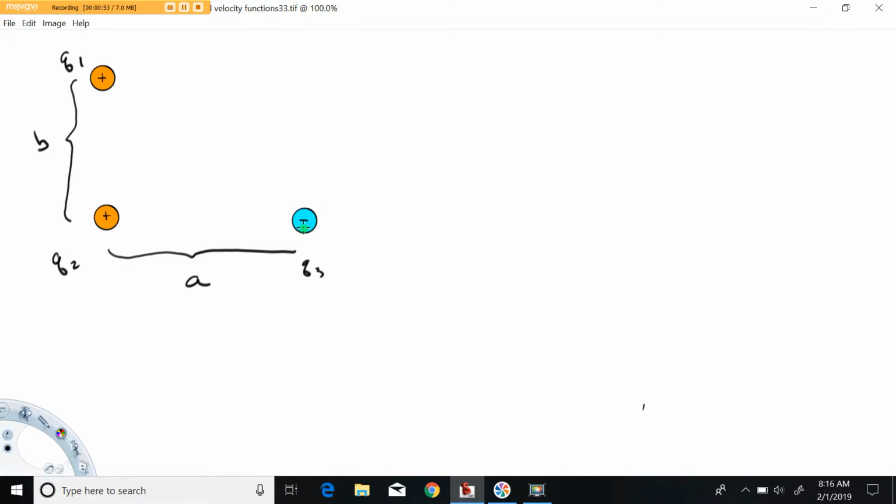And what we're going to do here is calculate the electric field and electric potential at the corner, which I'm going to call P. Now before we do, it's important to realize what these things are. So let's start with the electric field.